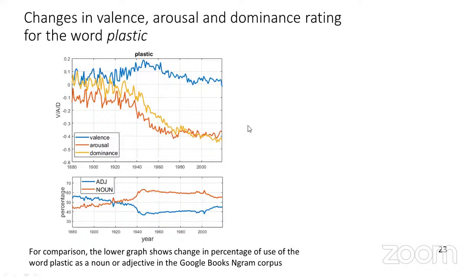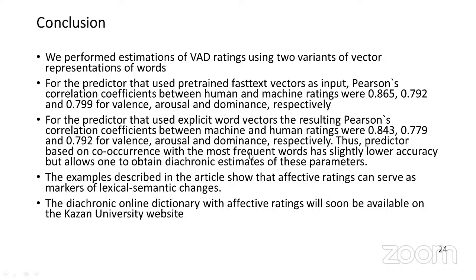Okay, this is the last example, and this is our conclusion. We performed estimation of VAD ratings using two variants of vector representation of words. For the predictors that used pretrained fastText vectors, Pearson's correlation coefficients between human and machine ratings were 0.865, 0.792, and 0.799 for valence, arousal, and dominance respectively.